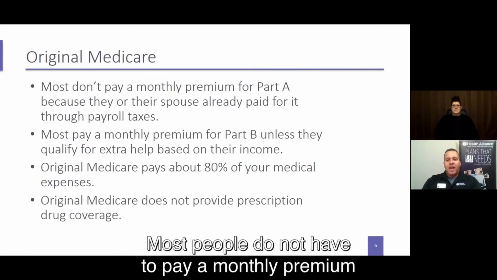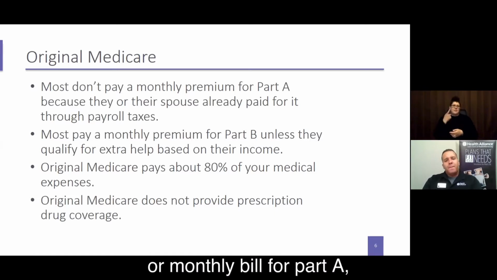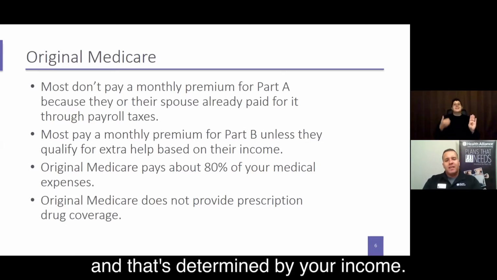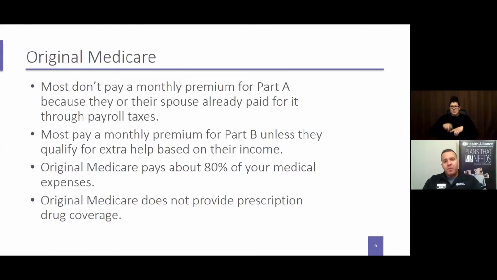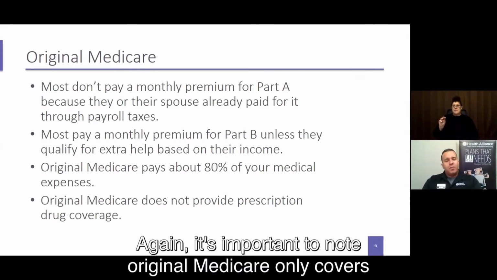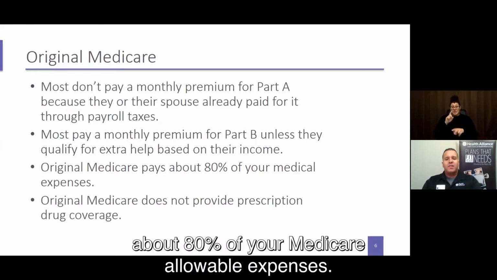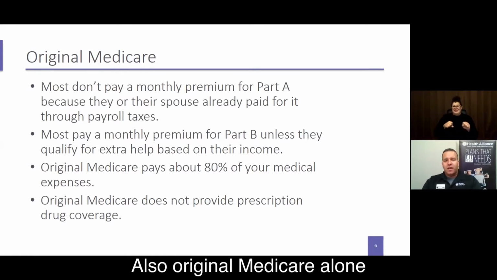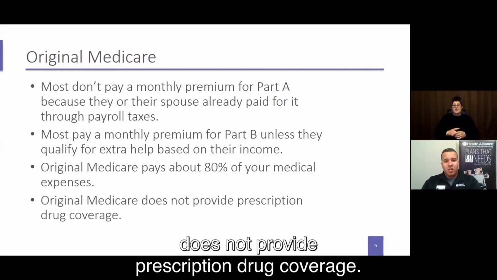Most people do not have to pay a monthly premium or monthly bill for Part A, but Part B does have a monthly cost, and that's determined by your income. Again, it's important to note, Original Medicare only covers about 80% of your Medicare allowable expenses. Also, Original Medicare alone does not provide prescription drug coverage.